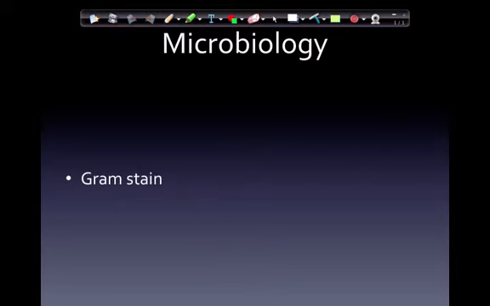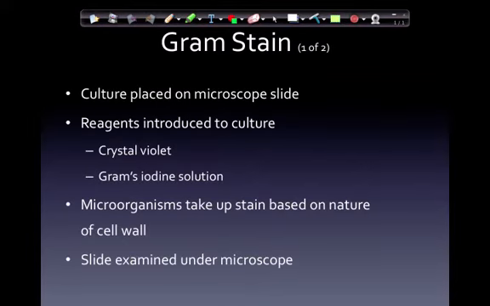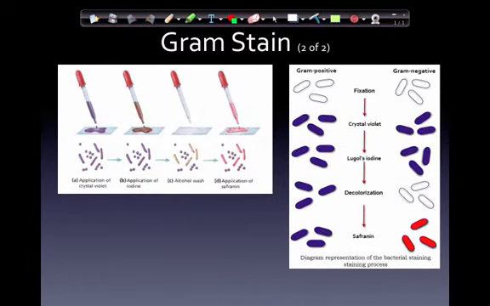Microbiology. We're going to talk about gram stain and a Kirby-Bauer. So what a gram stain allows us to do is identify the bacteria. A culture is placed on a microscopic slide. Reagents are introduced to the culture, crystal violet and Gram's iodine solution. The microorganisms take up the stain based on the nature of their cell wall. And the slide is then examined under a microscope. So we come up with characteristics of that cellular environment.